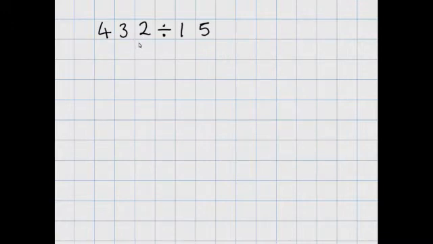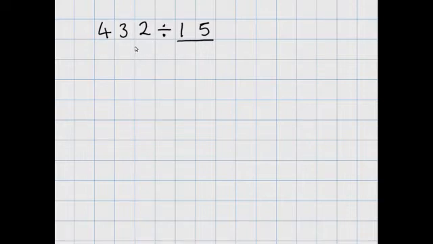Here we have 432 divided by 15. Now, the other method that we sometimes use for division is the short method. The reason we would choose maybe to use this long method is if the divisor is a two-digit number, and a fairly large two-digit number. You'll see why we do that in a moment, but first of all I'm just going to make sure I know where all the digits are in these numbers and in which columns they are in.